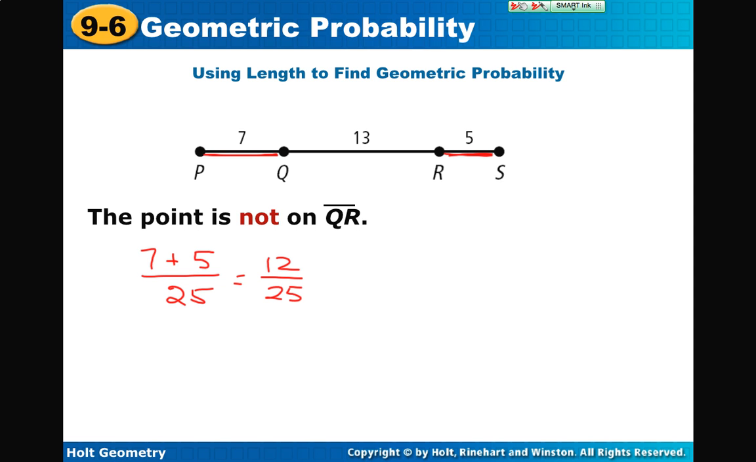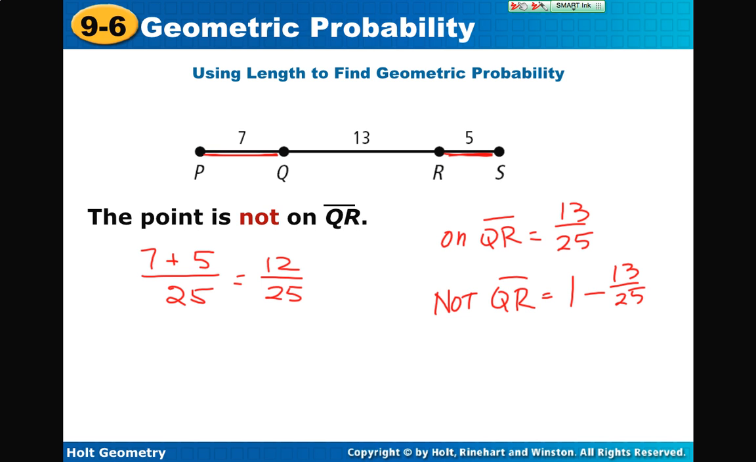If you wanted to use the idea that I was just referring to with the not, the probability of it being on QR would be 13 out of 25. So the probability of it not being on QR would be 1 minus 13/25, which you'd have to think of as 25/25 minus 13/25, which is 12/25. Whichever way. The first way was a lot simpler, but you can do the subtraction to find when it's not there.